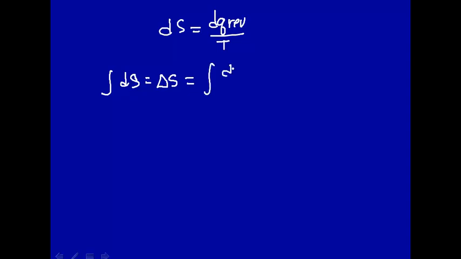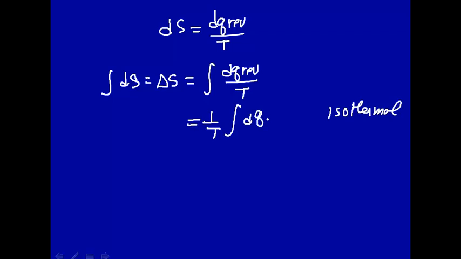Start again, once again, from dS is dq reversible, heat transfer in a reversible process divided by T. Integrate both sides, integrate dS. This will just be delta S, final minus initial. This is the integral of dq reversible over T. And now let's make it isothermal, constant T, 1 over T, the integral of dq reversible. We're integrating over that. Now we're going to make the assumption isothermal and only PV work. So isothermal, remember that dU is equal to 0 for an isothermal process for an ideal gas. That's one of our restrictions here.